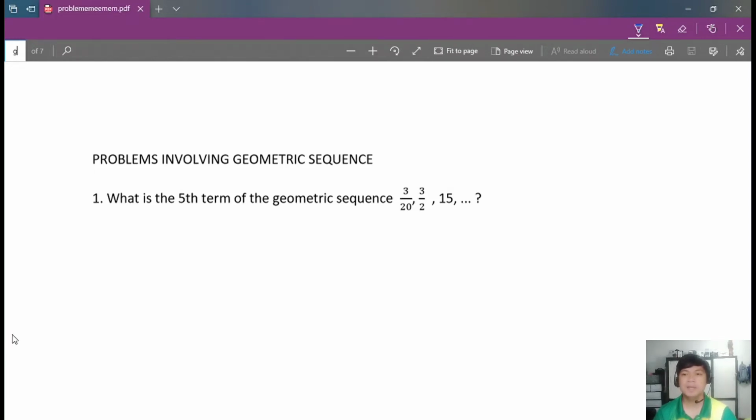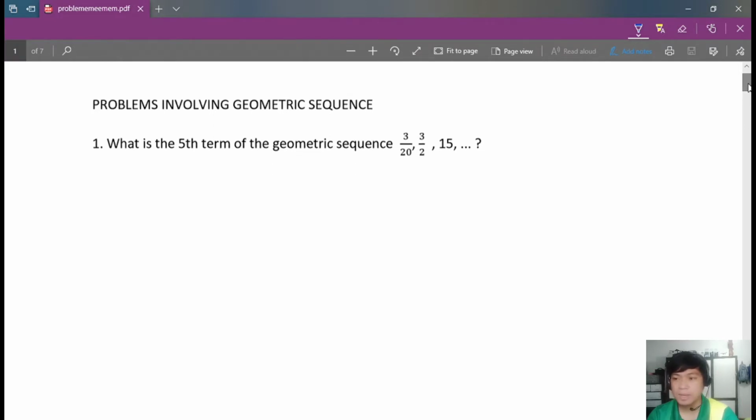So good day everyone. Today we will explore more about the geometric sequence by having problems involving geometric sequence. This video will present to you my way on how to solve particular problems involving a geometric sequence. So there are a lot of ways, the same also as what we did in the arithmetic sequence, there are different ways on how to solve a particular problem. But what I'm going to show you is my own way on how to solve the problem.